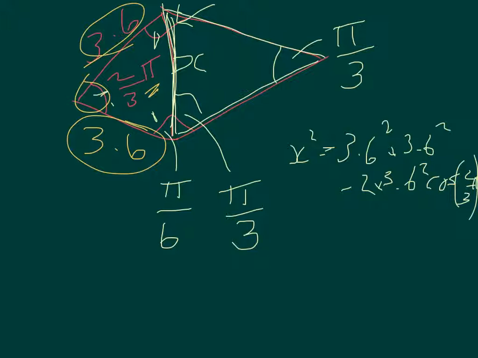Oh, I've gone off screen. Okay, as it turns out, the cosine of 2 over 3 pi is minus a half, so that becomes plus 1. So we've got 3.6 squared plus 3.6 squared plus 3.6 squared, so 3 lots of 3.6 squared. Find the square root of that, and it turns out that it is 18 root 3 over 5. A bit of calculator work. Okay, so we've got the length of one of the sides now. So now I can find the area of both of the triangles.